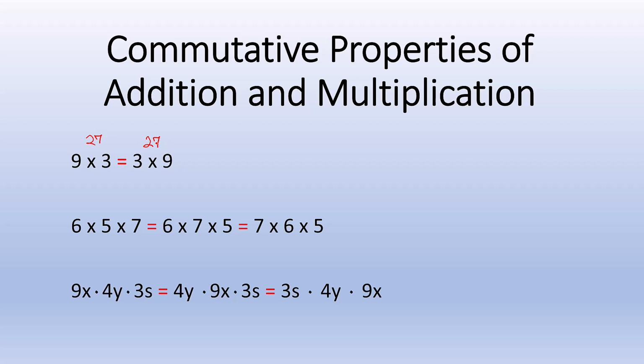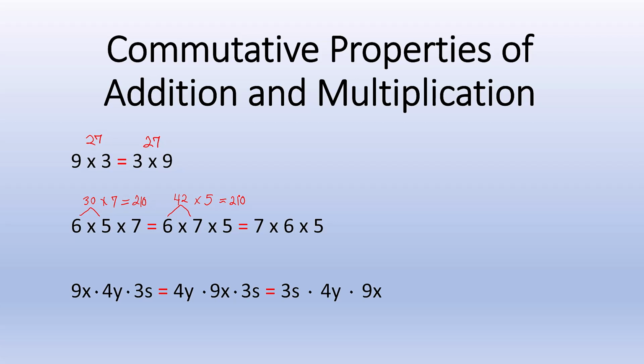All right, let's look at the second one. 6 times 5 will give me 30 times 7. And 30 times 7 will give me 210. All right, let's see if I get the same answer if I move them around. 6 times 7 gives me 42, and 42 times 5 will give me 210.